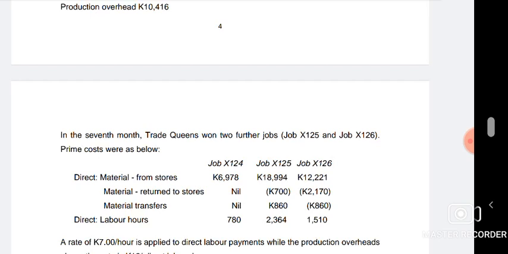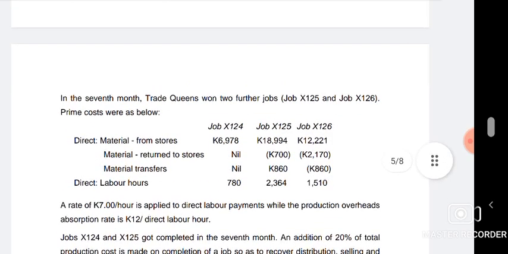So we're just going to get these hours, and do we have an hourly rate somewhere in the question? Going down, they've written that a rate of 7 kwacha per hour is applied to direct labor payments. Is that instruction clear? So we are going to be multiplying each of those hours by 7, because that is a per hour rate, so it converts to the amount that we are looking for in kwacha. So let's do that.